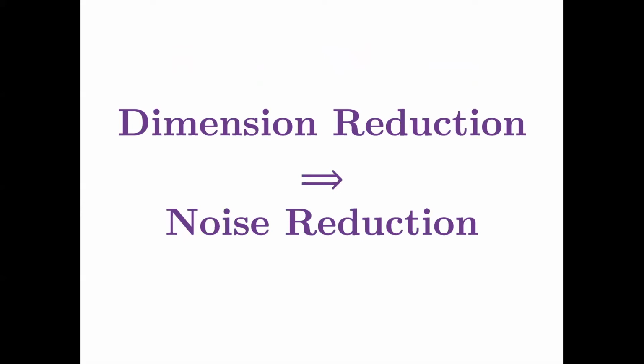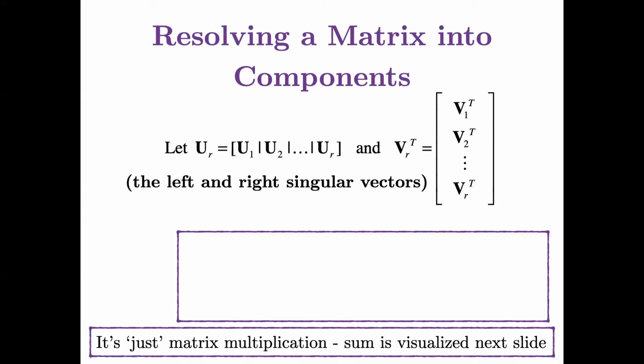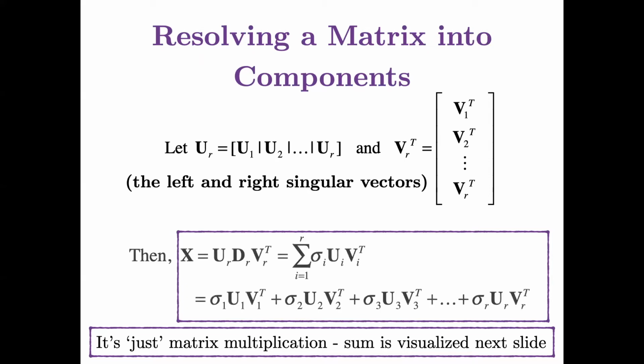The next big point I would like for you to pick up is that one of the purposes of dimension reduction is actually noise reduction. Sometimes by reducing the dimensionality of our data, we actually get a more clear picture of what's going on. In order to do this, it will help if I can write the matrix multiplication of the singular value decomposition as this sum of outer products.